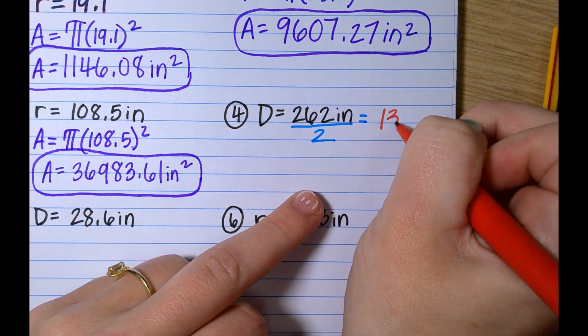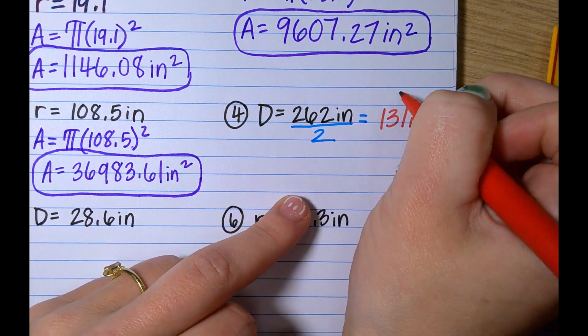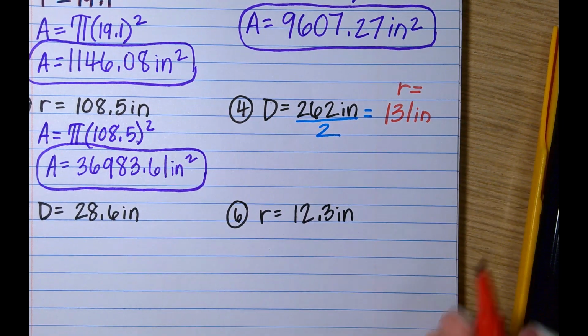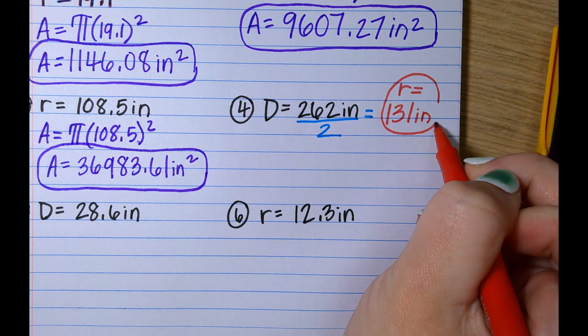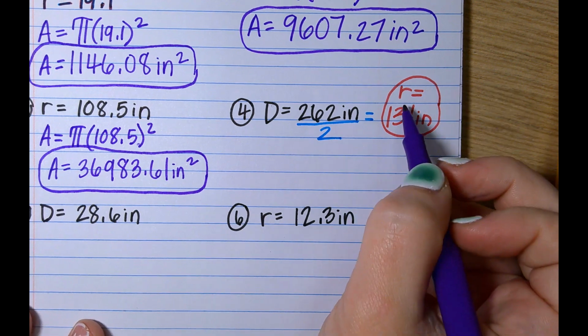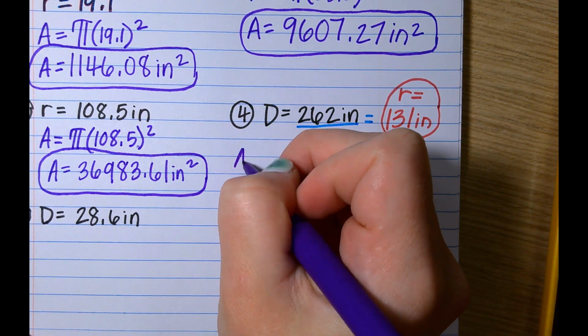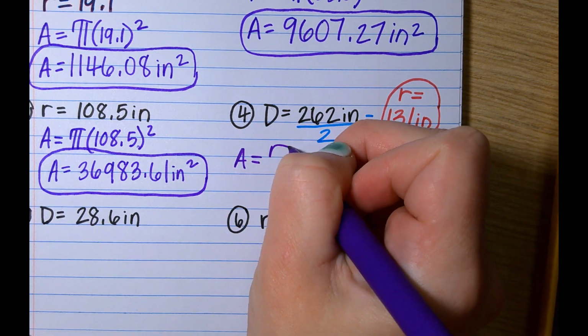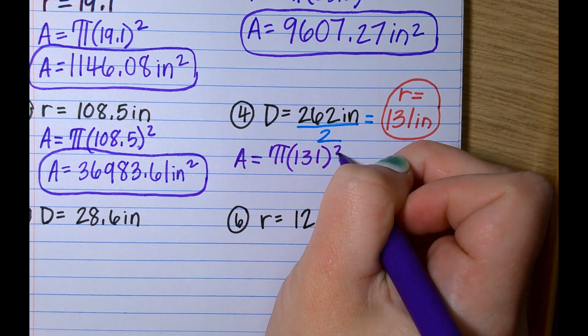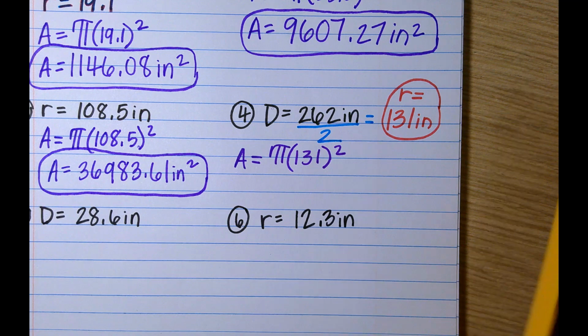131. 131. That is the radius. Okay, so we've done that. So what do we do now? Plug it in. Yes, we plug it in. Area equals pi times 131 squared. Let's see, 131 squared.